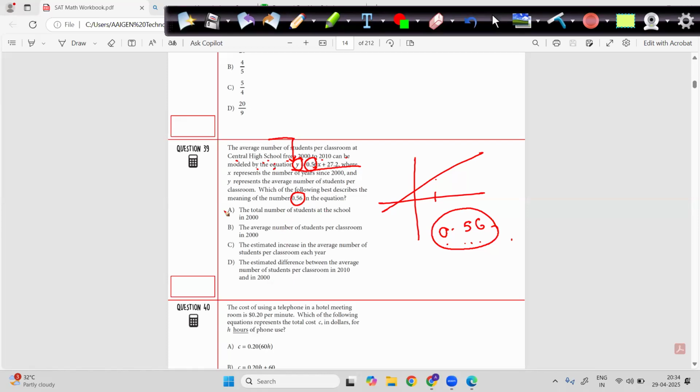The total number of students at the school is meaningless. The average number of students per classroom in 2000 is 27.2. The estimated increase in the average number of students per classroom each year, so clear, so perfect. Everything is clear. So definitely the answer should be C for Chennai. The estimated difference between the average number of students per classroom in 2000 and 2010? No. So that is the reason.